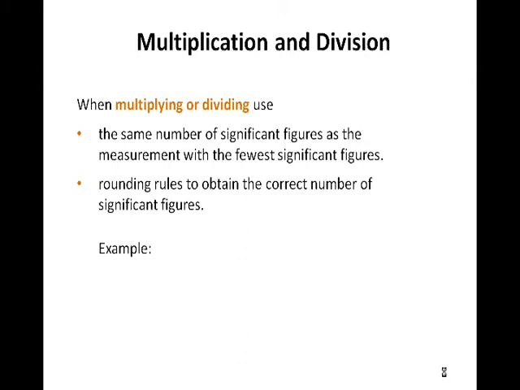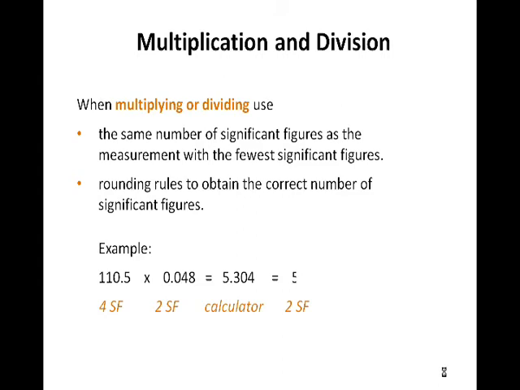Okay, so here's an example. We have 110.5 times 0.048. Notice that 110.5 has 4 significant figures, and 0.048 has 2 significant figures. So the 0.048 has the fewest number of significant figures, and so we're going to round our answer to match it. Now when we put this in the calculator, we get 5.304.